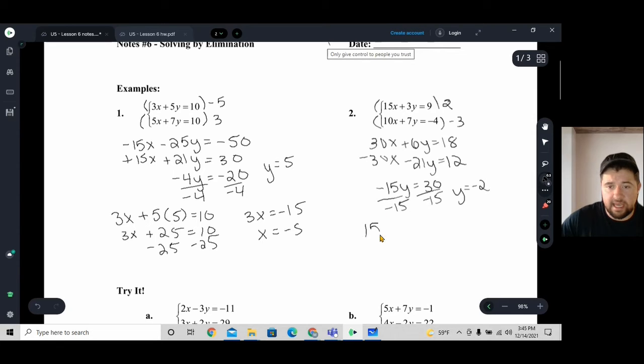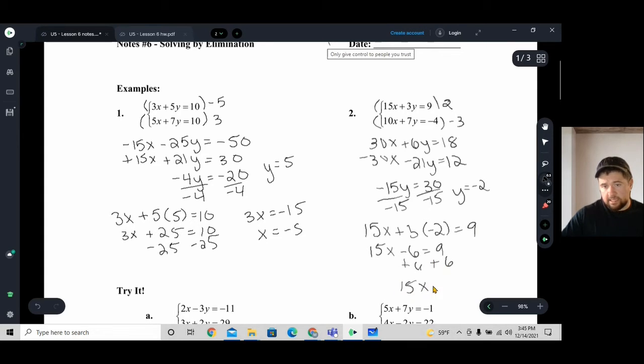I'm going to take this and plug it back in. So 15x plus 3 times negative 2 equals 9. 15x minus 6 equals 9. Add 6 to both sides. 15x equals 15. That means x equals 1. Let's check. 10 times 1 is 10. 7 times negative 2 is negative 14. 10 minus 14 equals negative 4. So I know that I'm correct.